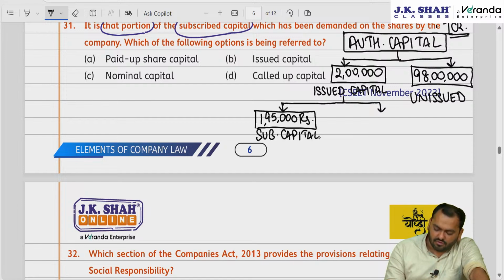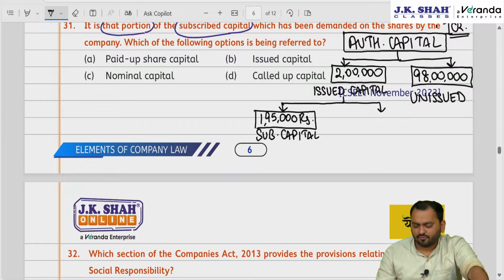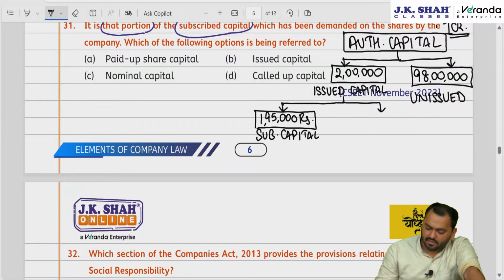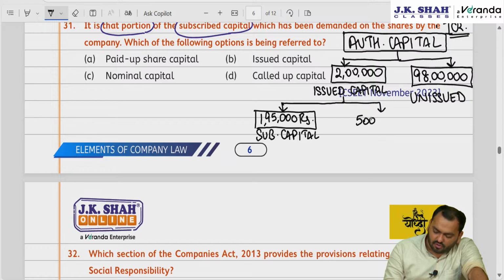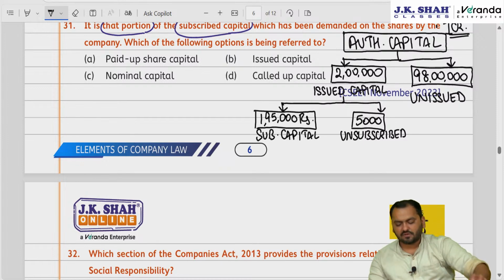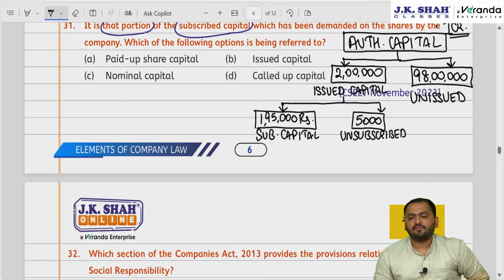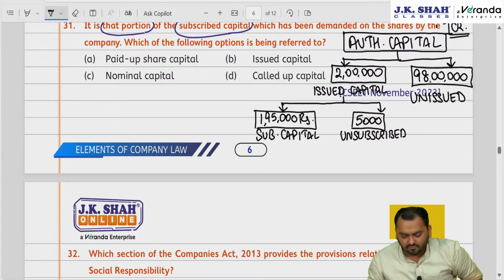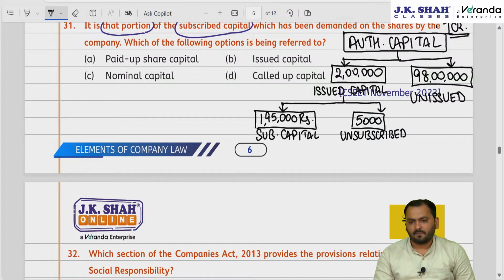Shares of this amount were subscribed. So therefore this is called subscribed capital. So what is the amount for which shares were not subscribed? That is 5,000 rupees. So this is called unsubscribed capital. Okay, unsubscribed capital.